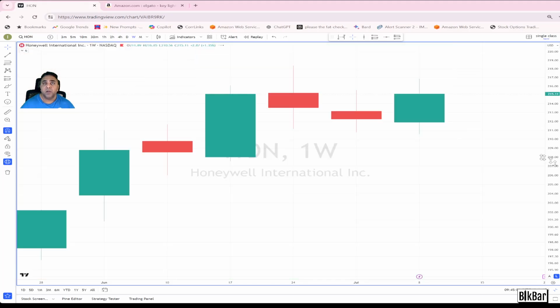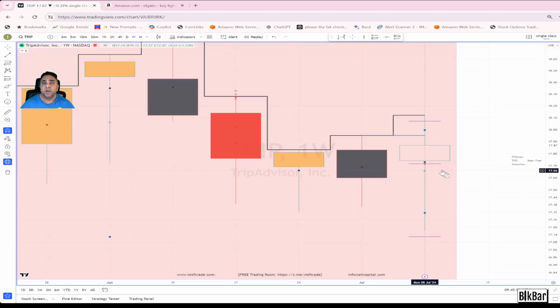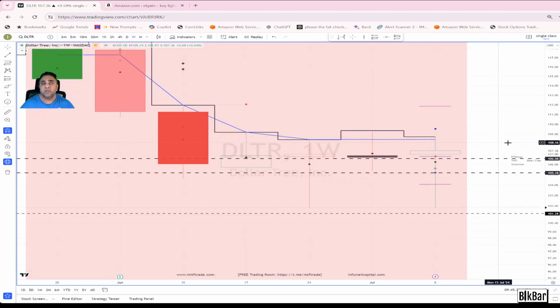There's Honeywell here. This is the entry, and you came out with a little loss right here. This is trip here. This came all the way down to here, and then came back and hit our max loss. So out of the 3 losing trades, only one of them went to max loss, the others really didn't. These are all break-even trades here.